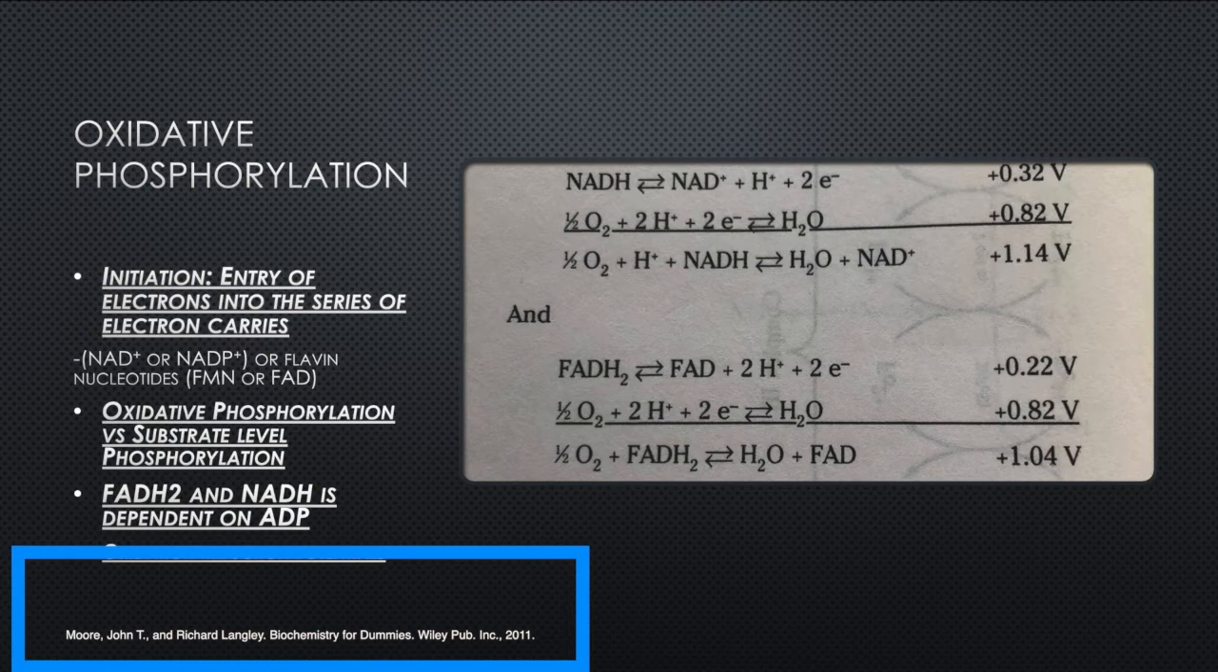The image shown depicts the oxidative reduction potentials for NADH and FADH2 reducing oxygen. As seen, in both cases the combination of potentials is positive. This indicates that both are spontaneous, yielding energy. The following animation I've created will display the significance of the electron acceptors in the ETC.